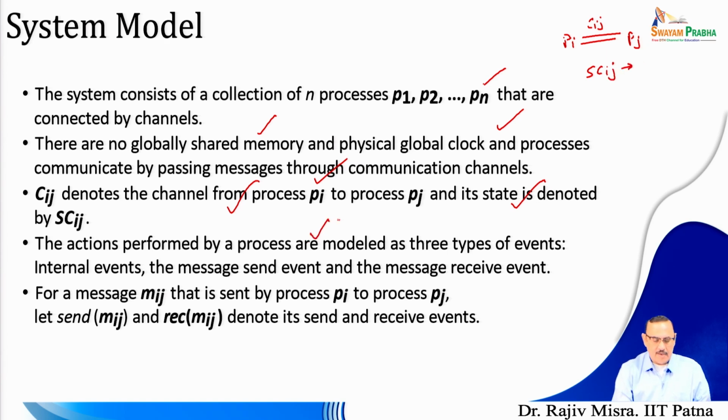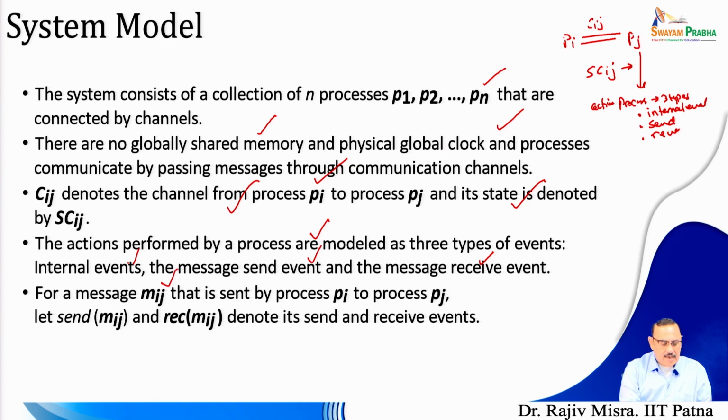and the state is denoted by the state of a channel, SC_ij. The actions performed by a process are modeled as three types of events: the internal events, the message send event, and the message receive event. As we know, the actions performed by the process are of three types: internal events, message send event, and message receive event.